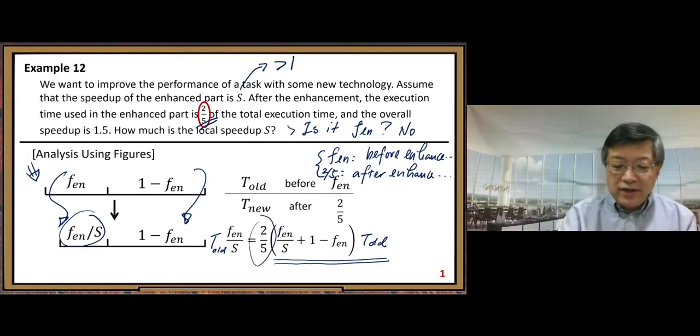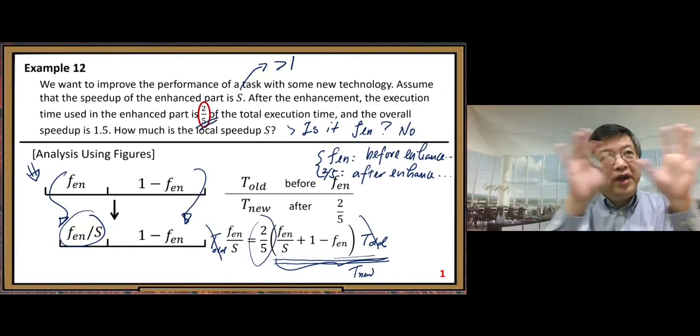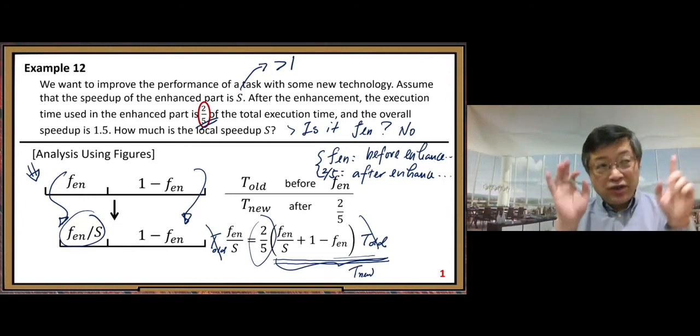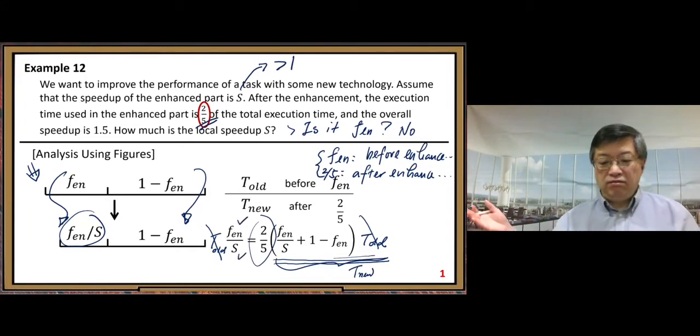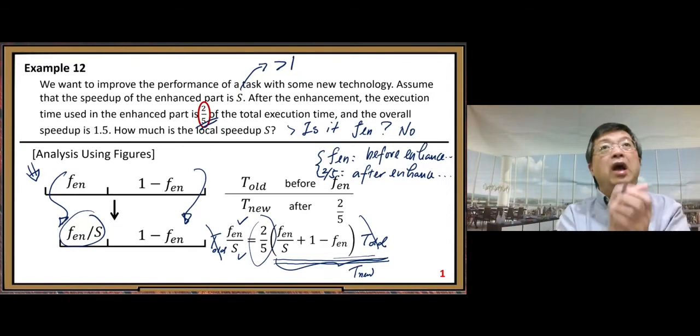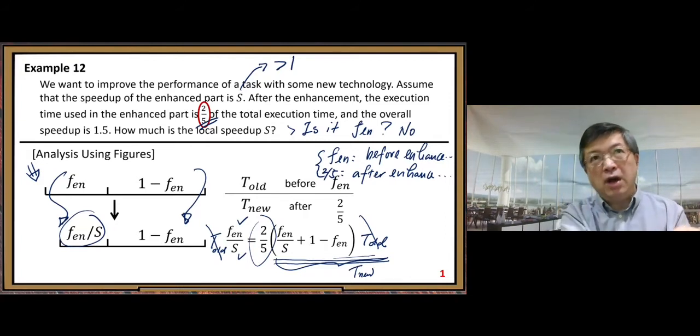All right. So then we can do cancellation. 2/5 of the total execution time. So this is T new. After cancellation, we get one equation. In this equation, we have two unknowns: FEN unknown, S unknown. But we only have one equation. How can we solve it? We cannot. With two unknowns and one equation, we cannot get a solution.